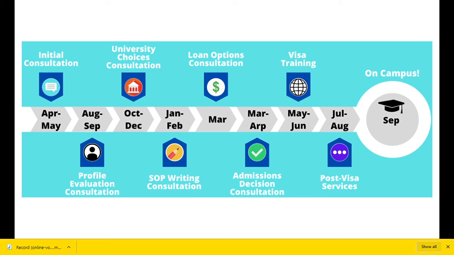Any visa training needed will occur in May or June of that year to make sure you're all set for traveling to the United States. And any additional services needed after you acquire your visa will likely be done between July and August. Once all this is done, you'll be able to arrive safely and comfortably with everything taken care of on campus, hopefully by September of that year.